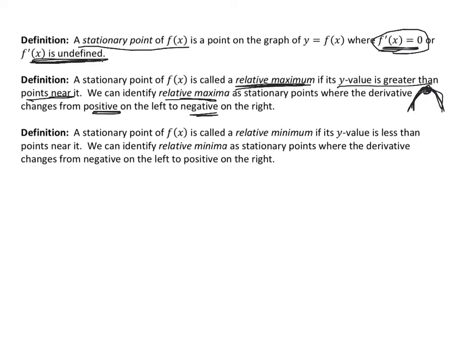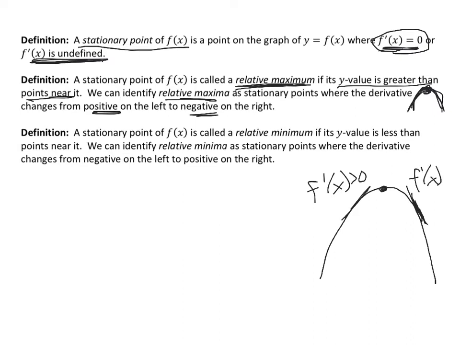And I want to look at that graphically for a moment. If you think about what it looks like to have a relative maximum, in order to have a maximum, you have to be increasing on the left and then decreasing on the right. In other words, the derivative has to be positive on the left and the derivative has to be negative on the right. So that's going to end up being the way that we determine whether one of these stationary points is a maximum or a minimum.